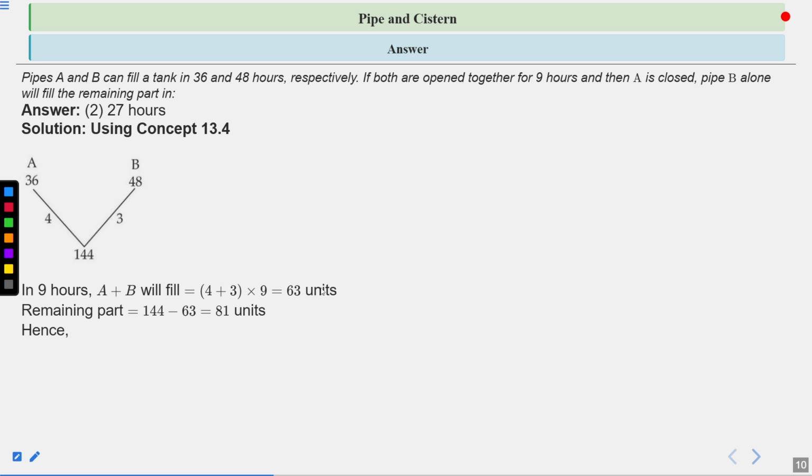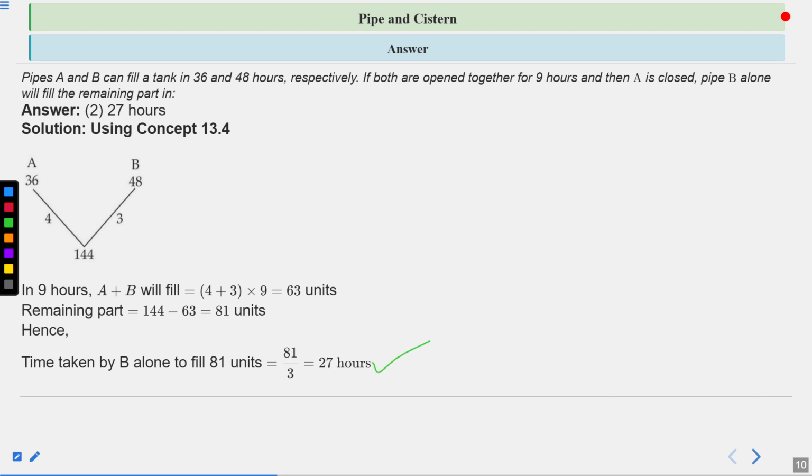Now this part is filled by pipe B. So the time taken by B alone to fill the 81 units, because the efficiency of B is 3, is 81 by 3. What do we get? We get 27 hours. So the second is the correct answer of this question. Next one.